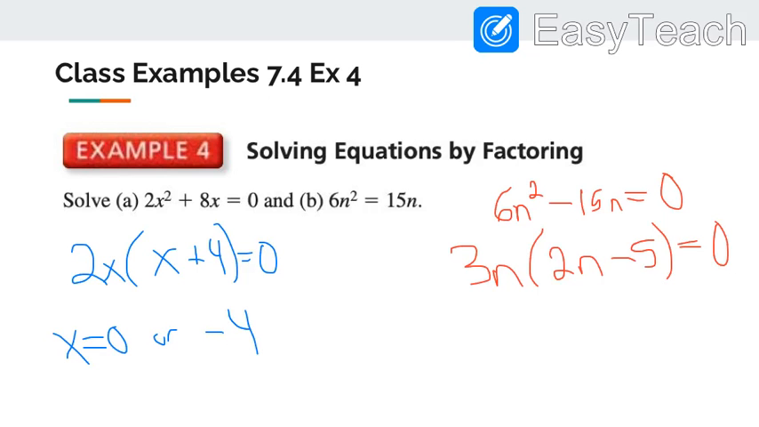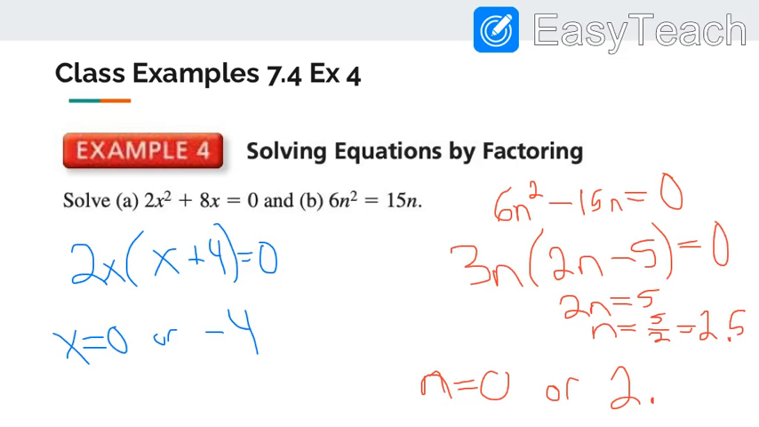This one obviously will not be as easy to solve, so we do 3n equals 0. So we have an n equals 0. And then when we have 2n minus 5 equals 0, well, this would become 2n equals 5. Divide both by 2, so we'd have 5 divided by 2, which is the same thing as 2.5. So our two answers here become n equals 0 or n equals 2.5. Again, we get 0 because we technically had 3n equaling 0. Divide both by 3, you get n equals 0.